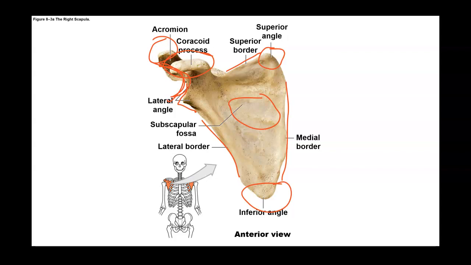Now, when we're talking about the medial border, just remember this means towards the middle of the body, so it's going towards the spinal column. When we talk about the lateral border, this is coming out towards the side of the body, so towards the arm. This glenoid cavity right here is going to articulate with the humerus, or with the arm. The main job of the pectoral girdle is to help the body articulate with its upper limbs.